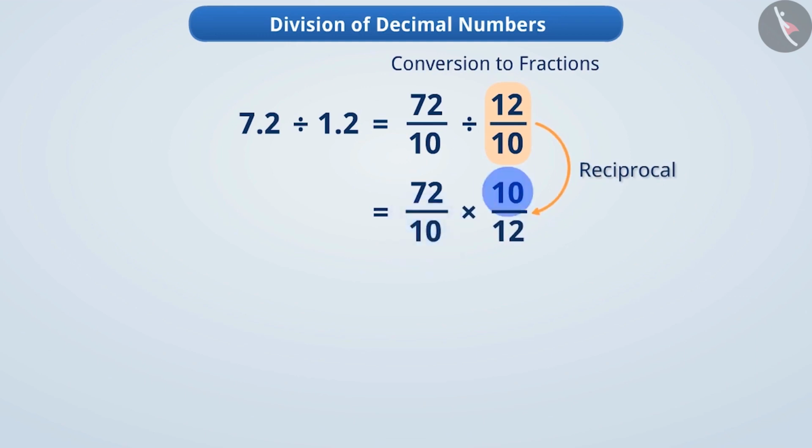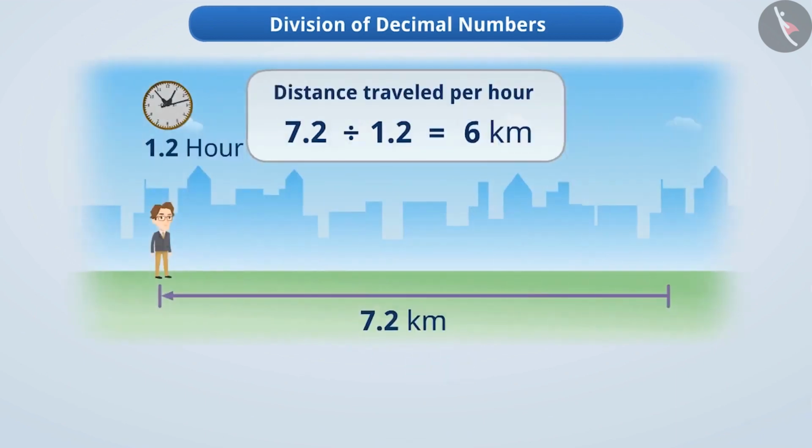72 by 10 into 10 by 12. Now 10 in the numerator and 10 in the denominator can be cancelled by division, and we will get 72 by 12 results in 6. Therefore, the person covers a distance of 6 kilometers per hour.